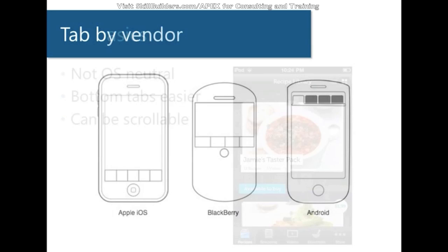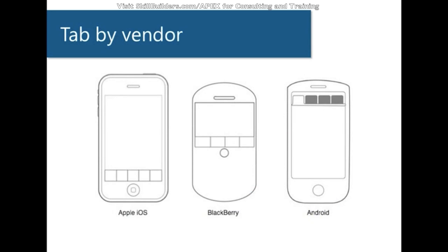But here's what I mean by these are not OS neutral. Apple's telling developers, hey, put your tabs along the bottom. And BlackBerry, they don't know what they're doing, so they just copy Apple and put them at the bottom. But Android says, no, no, no, put them at the top. And at the top, this is actually a bit more common when compared to what we're used to in the desktop world, so maybe easier for users to transition to, but again, the bottom is maybe easier to reach with your thumb. So you will have to decide where you want to put them.